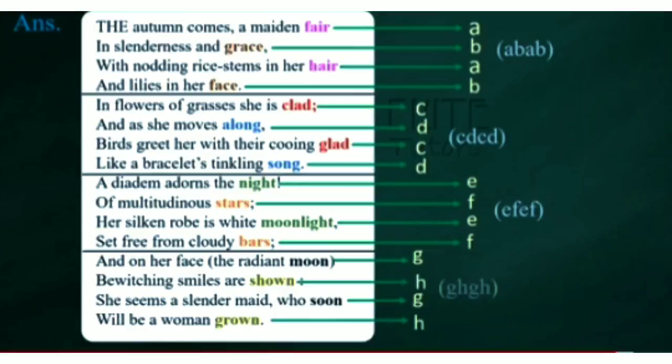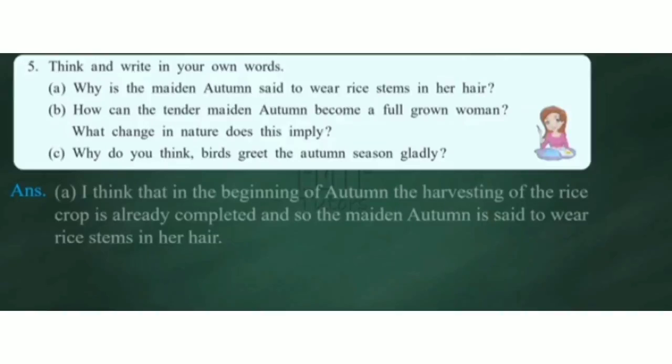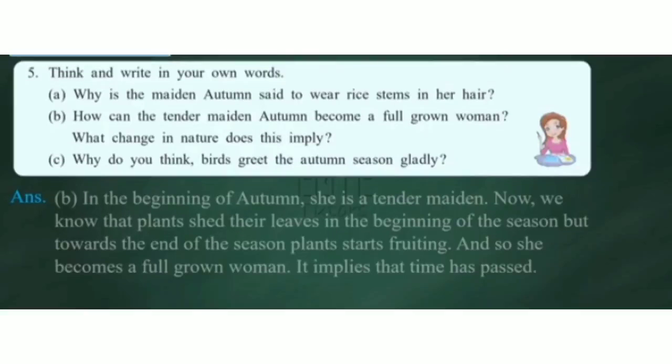Now sub-question 5. Think and write in your own words. Why is the maid in autumn said to wear rice stems in her hair? Okay, rice stems in her hair. Why do you think it is being said that she is wearing rice stems in her hair? पहले तो ये, as I said, कि it is the time where rice is ready for harvesting. So you have to write the same thing. That I think that in the beginning of autumn, the harvesting of the rice crop is already completed, and so the maiden autumn is said to wear rice stems in her hair.